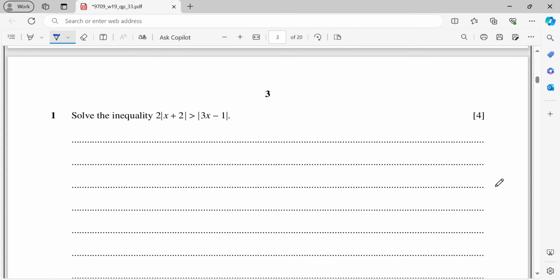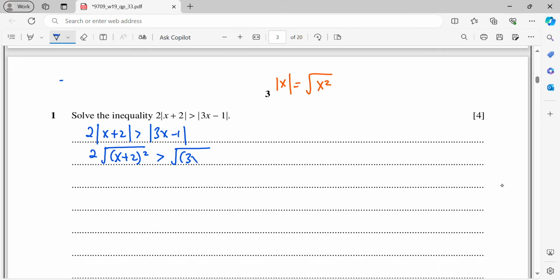For question number 1, solve the inequality 2 modulus of x plus 2 greater than modulus of 3x minus 1. So first of all, I will rewrite the inequality. Then by using the definition of modulus, modulus x is basically the square root of x squared. From here, I will be getting 2 square root of (x plus 2) squared greater than square root of (3x minus 1) squared.